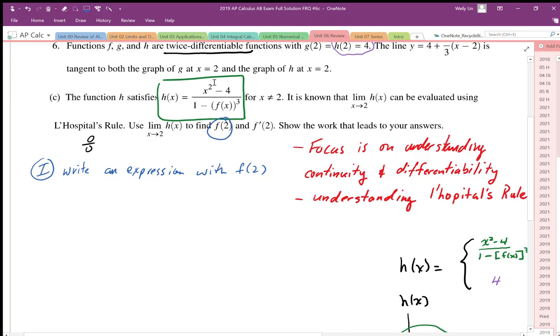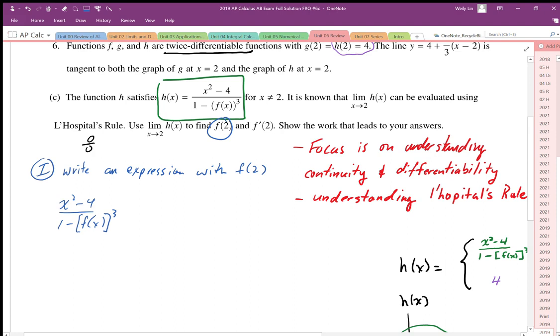So I know that the x squared minus 4 over 1 minus f of x cubed. Let me clean this up a bit. This is going to generate an f of x expression for me so that I can then evaluate f of 2. But I need to know what it's equal to.